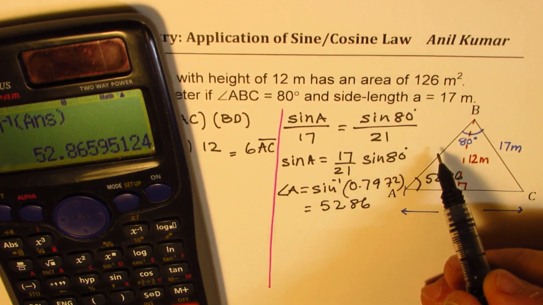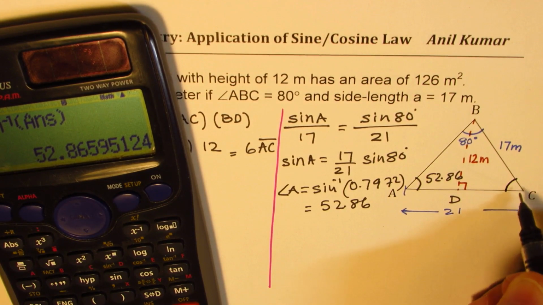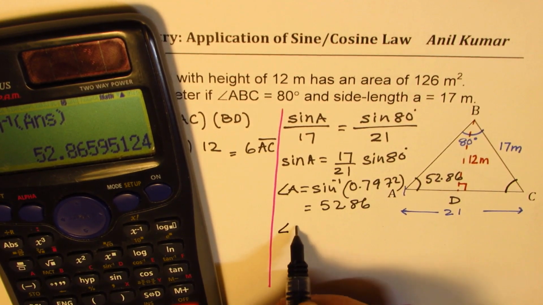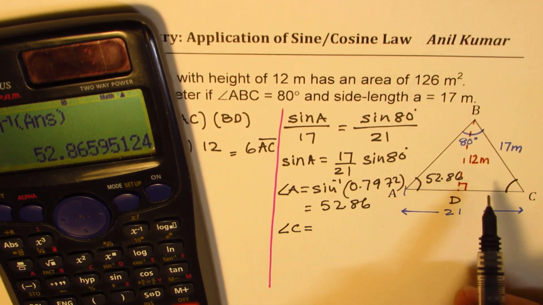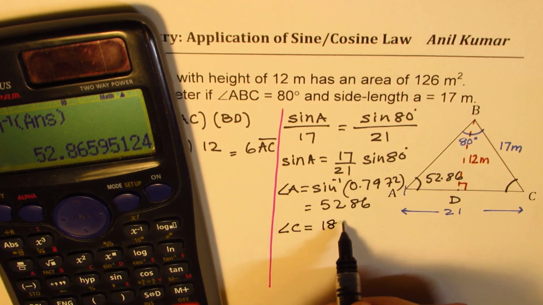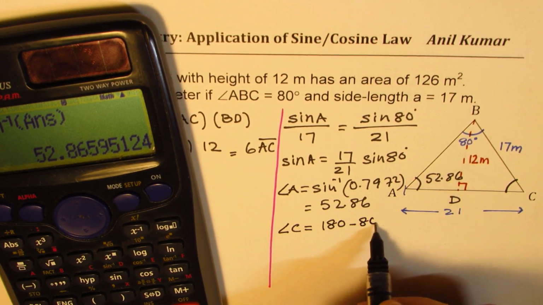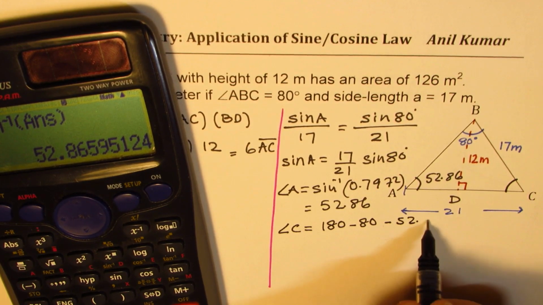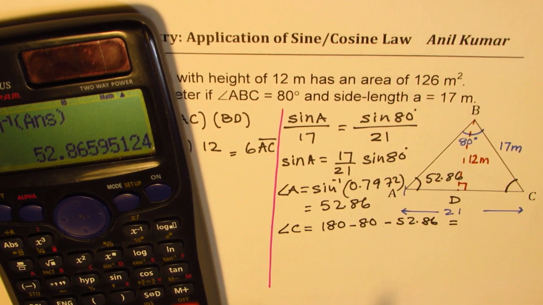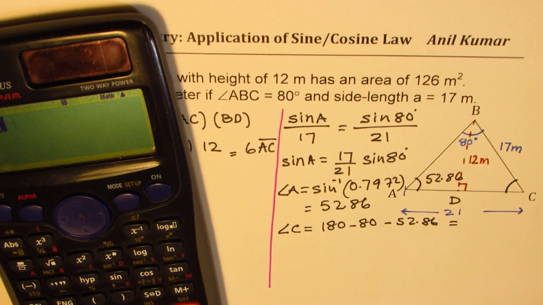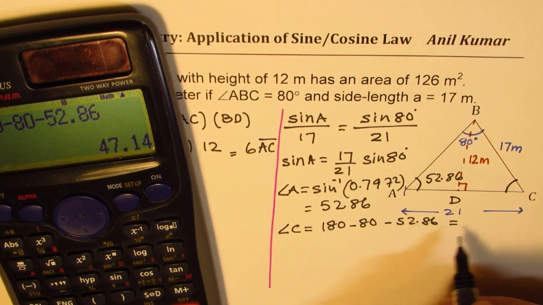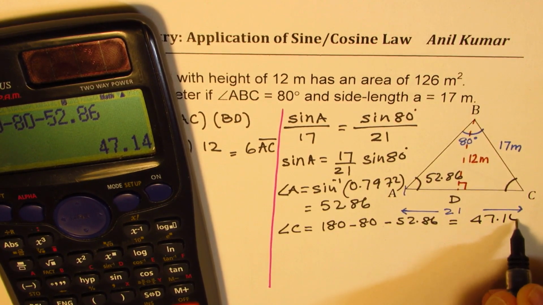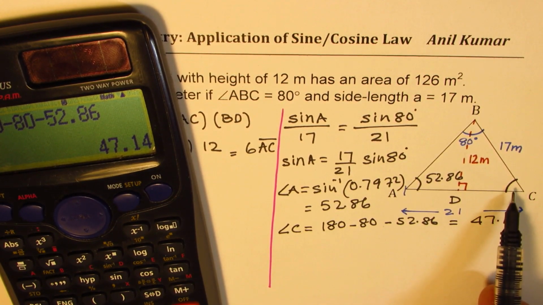Since we need to find the third side, let's find angle C first, right? So angle C is equal to 180 minus 80 minus 52.86. So from 180, we'll take away 80, which is 100, and then we'll take away 52.86. That gives you, in decimals, 47.14. Okay. So now you know angle C.